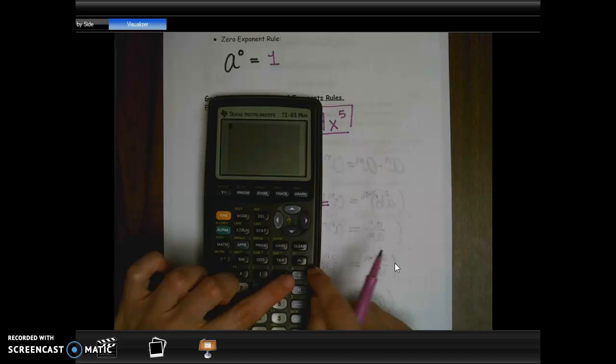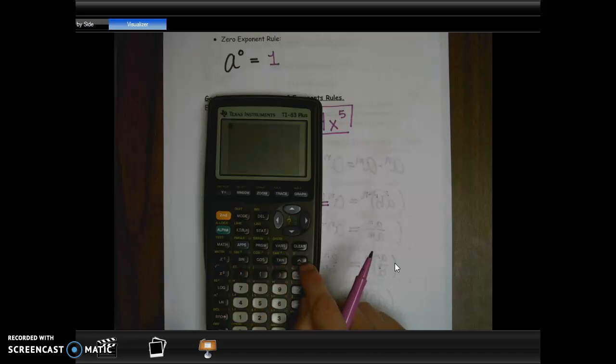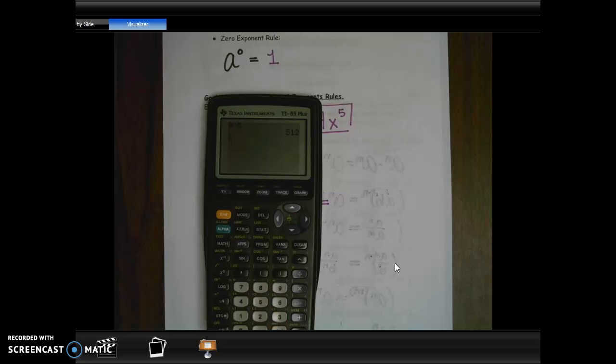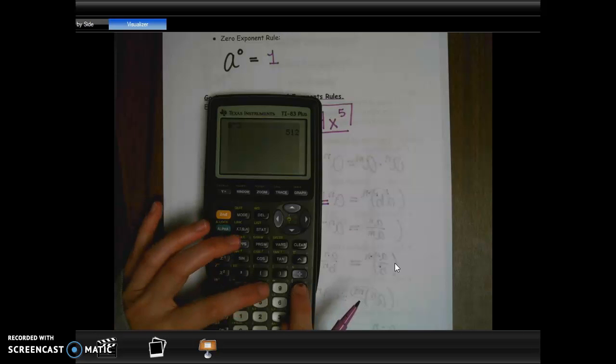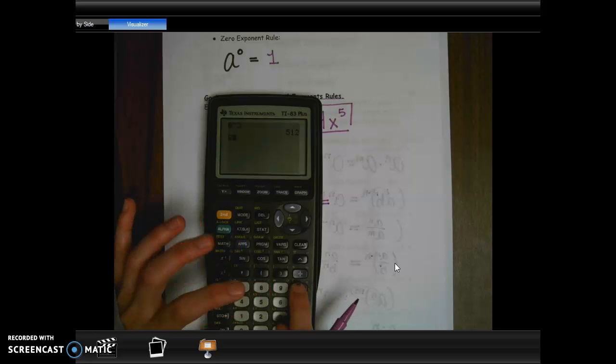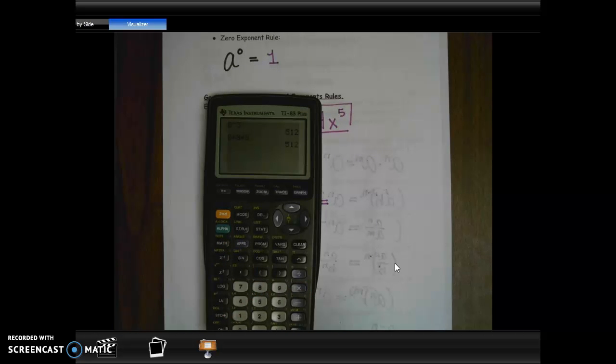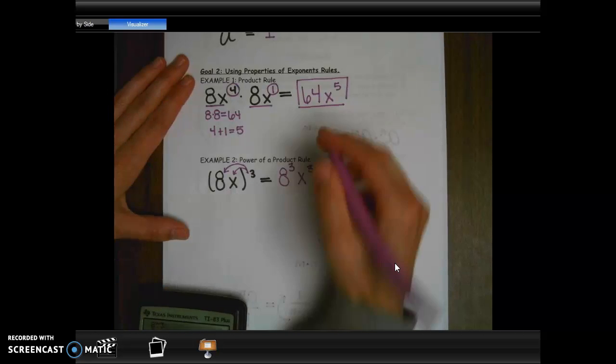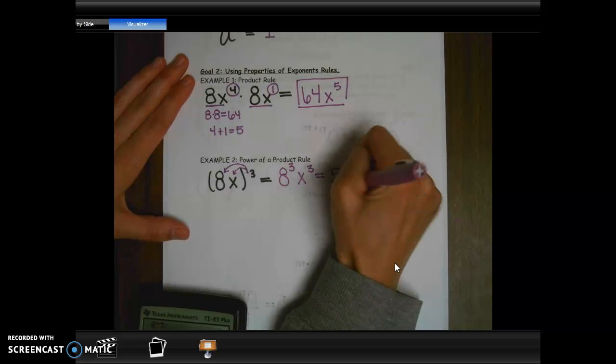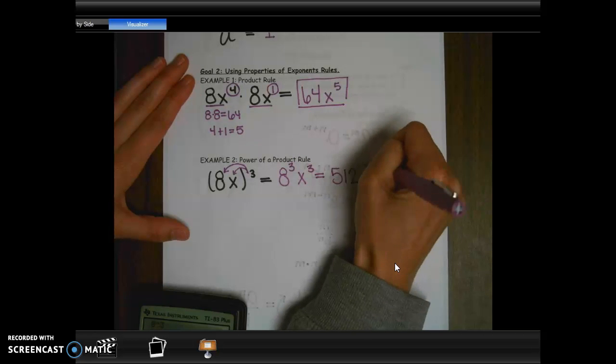So if you notice, there's a little rooftop button here. So we could say 8 rooftop 3. That means 8 cubed. That gives us 512. Or you can remember that a power means how many times something is multiplying by itself. So if it's 8 cubed, that means it's going to be 8 multiplied by itself 3 times. So 1, 2, 3. So our answer would be 512 x cubed.